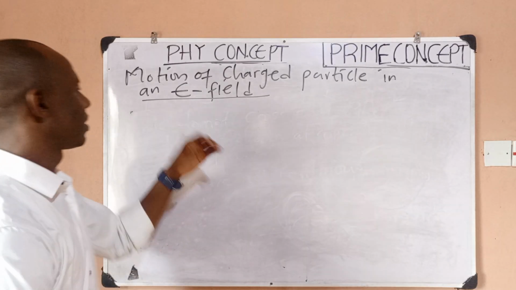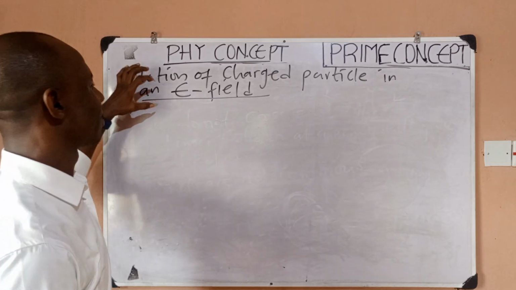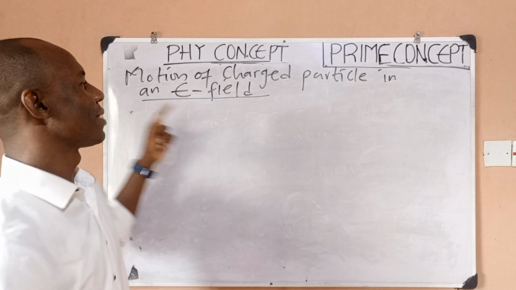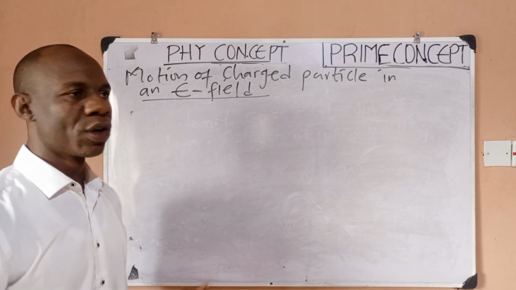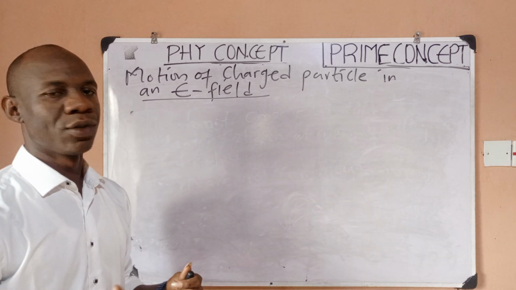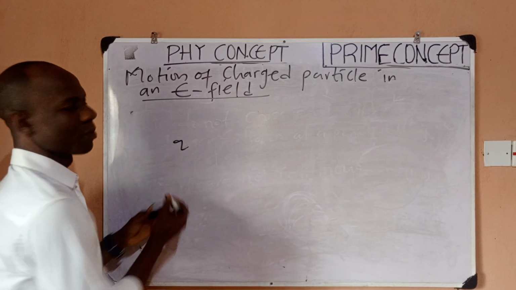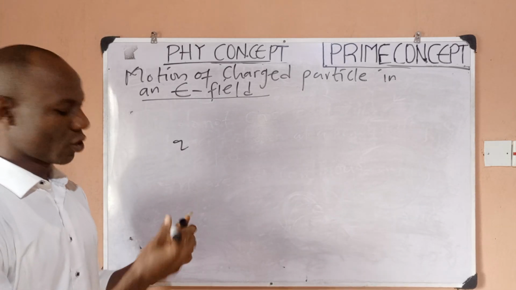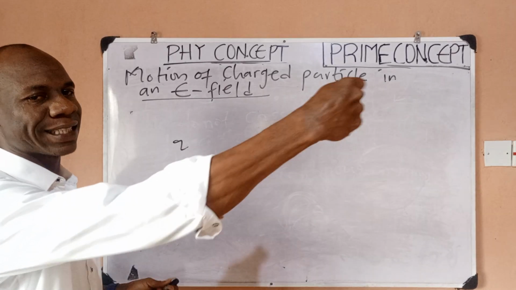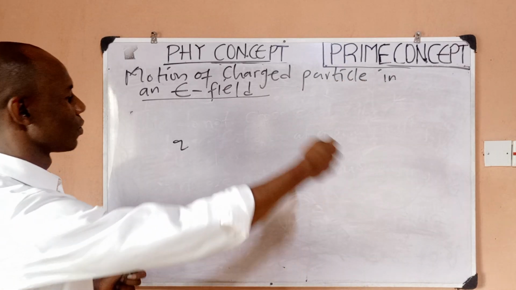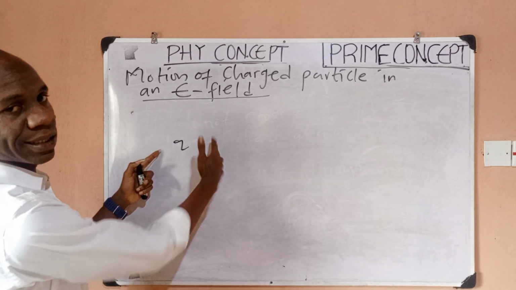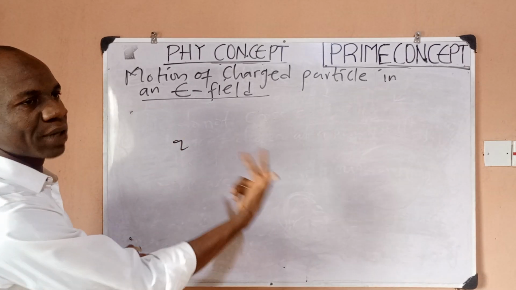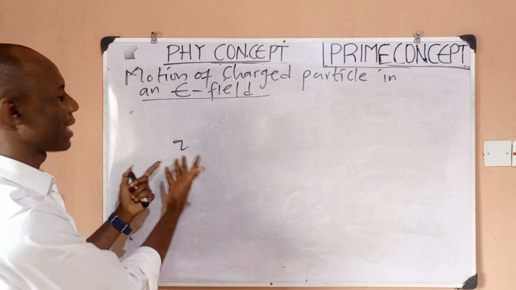Now, in this video, we want to look at motion of a charged particle in an electric field. We already know that when you have a charge Q, this charge creates an electric field around itself, right? Such that if you bring another charged particle within the field, that charged particle would experience an attractive force, right?